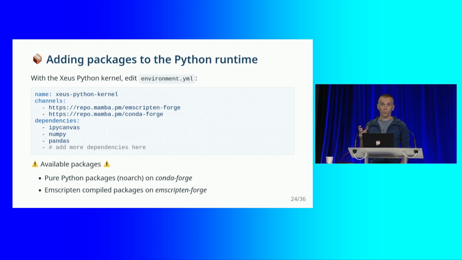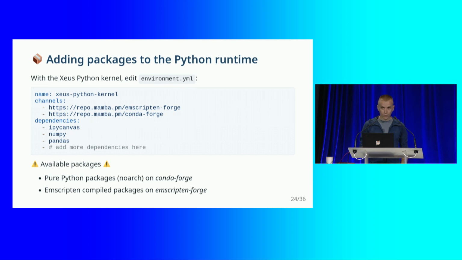But here we have to remember that we are still in a web browser, so things are going to be quite different. First of all, not all packages are going to be available, but many are already there. Usually pure Python packages, which are referred to as noarch on conda-forge, should work. Maybe some of them won't, but normally they should. And then you have a specific channel called emscripten-forge, which is an effort that's been ongoing for the past year to compile popular packages to WebAssembly.